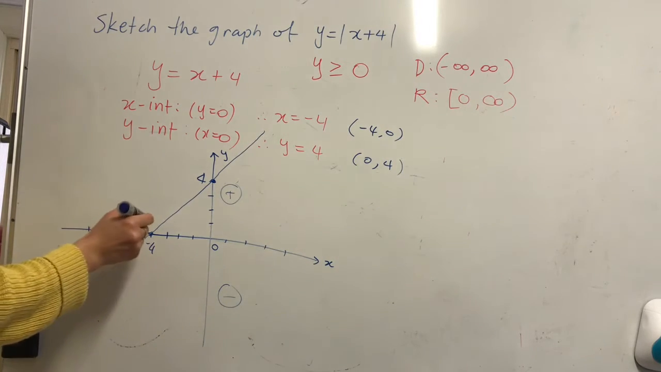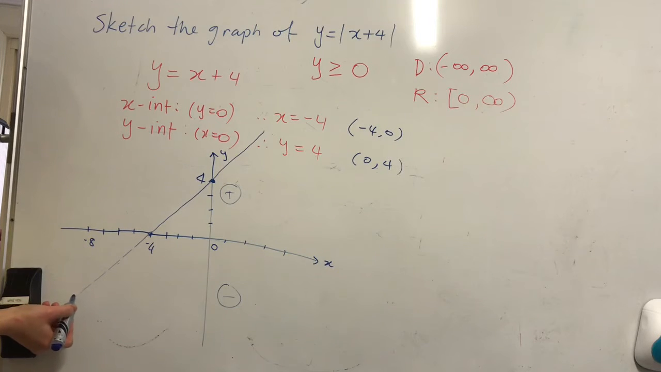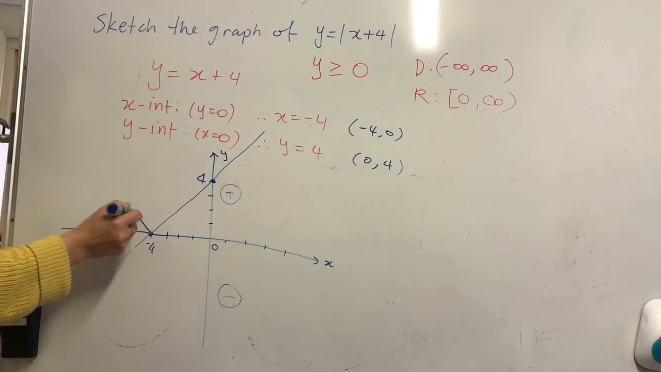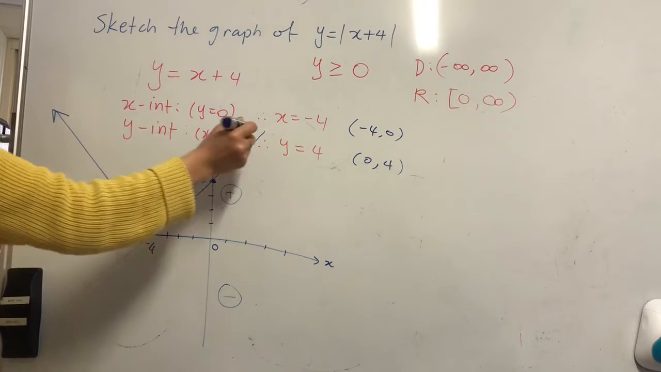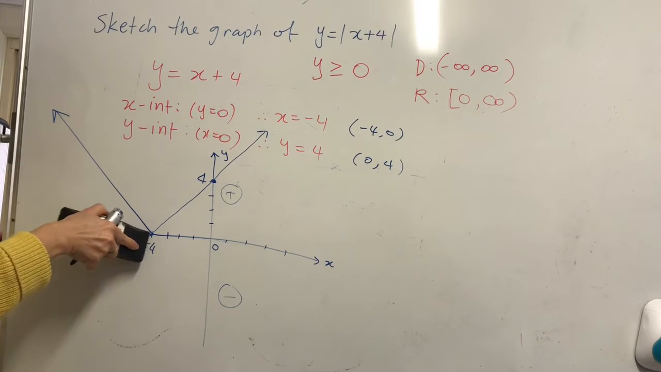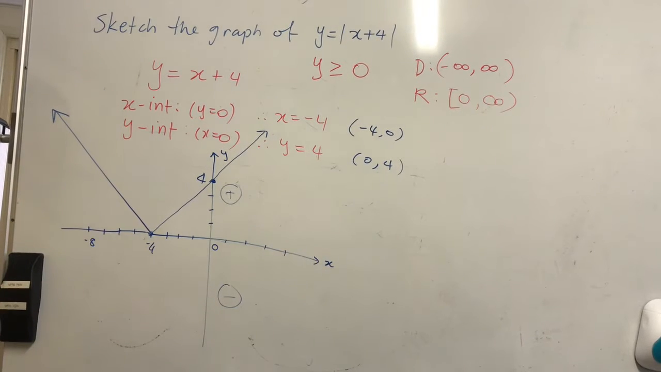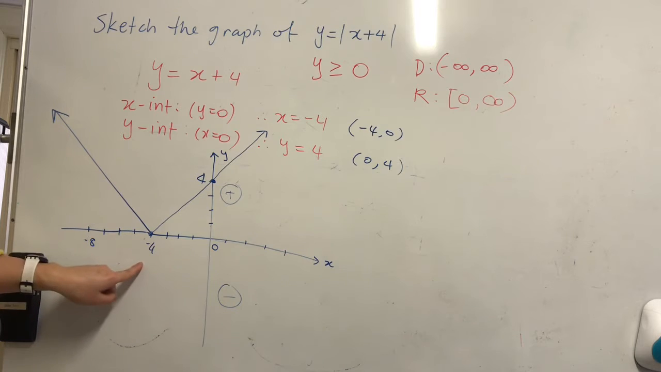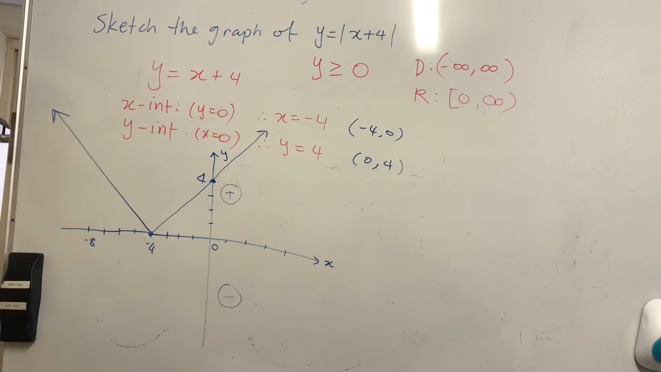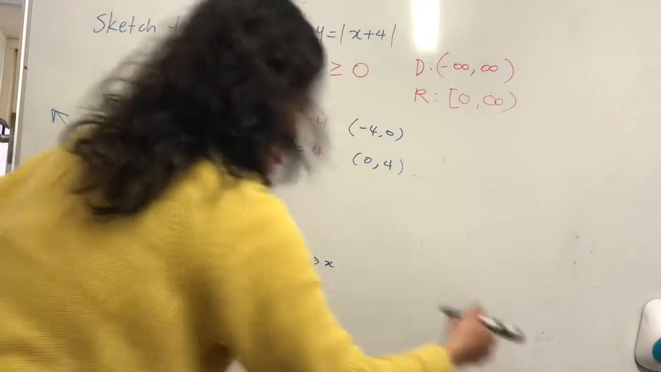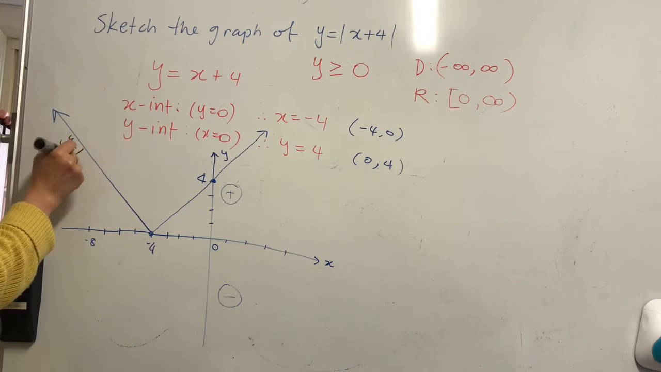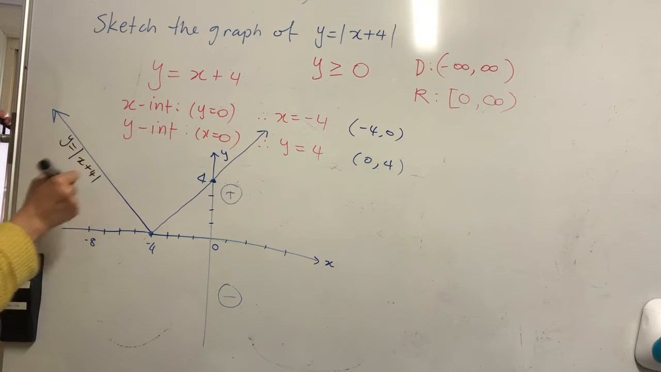So what happens then, this negative part of it bounces back up, becomes like this. And I'm going to get rid of that. Okay, so how are we going so far? That's what it looks like. Y equals. Now after you've done this, make sure you name it. Okay, we all have name. So y equals |x + 4|.